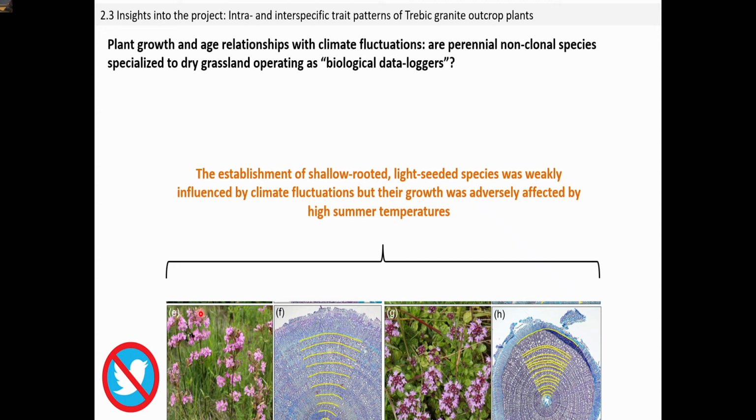Whereas for Lychnis viscaria and Thymus pulegioides, which are shallow-rooted and light-seeded species, their establishment was weakly, if at all, influenced by climate fluctuation, but their growth was actually very much adversely affected by high summer temperatures. So even though they are all perennial, non-clonal, inhabiting the same habitat type, they are responding very, very differently. And actually, Lychnis viscaria and Silene nutans even belong to the same family, right? Silene and Lychnis, I think it's the same family.